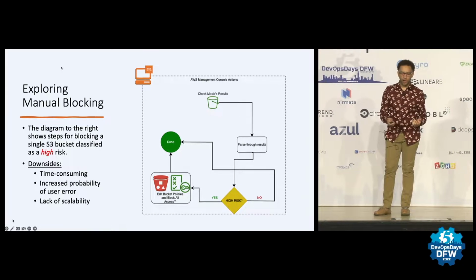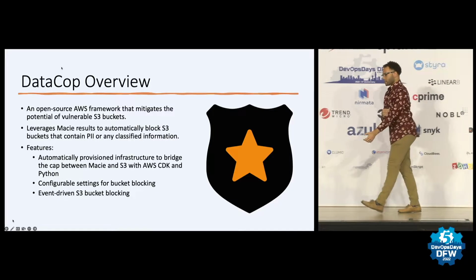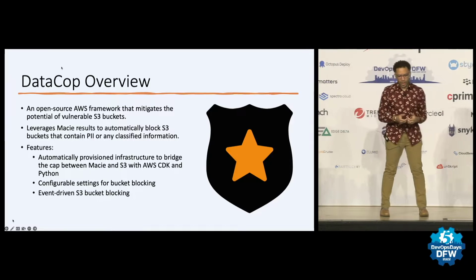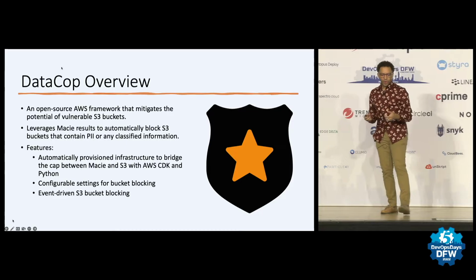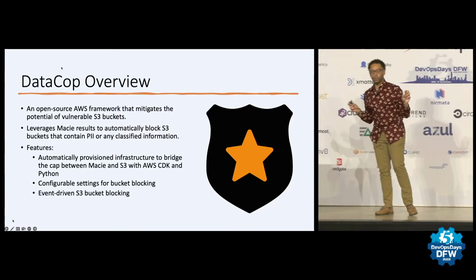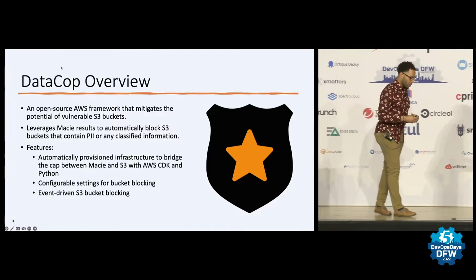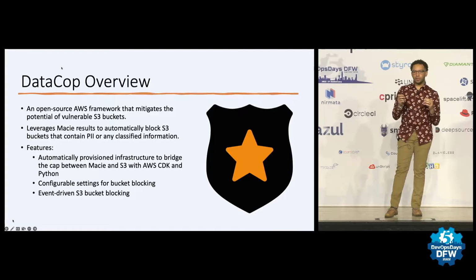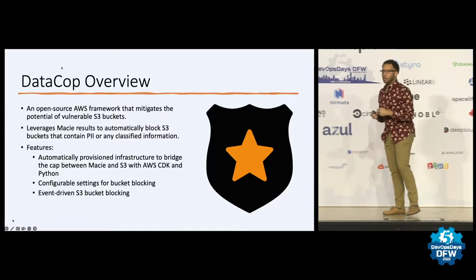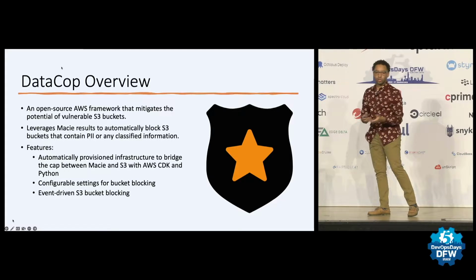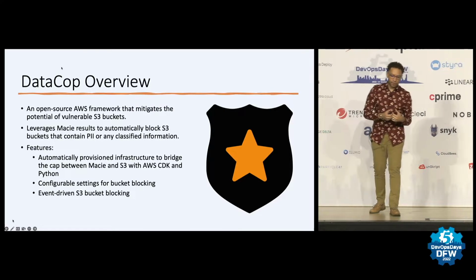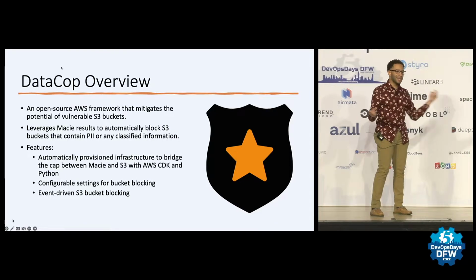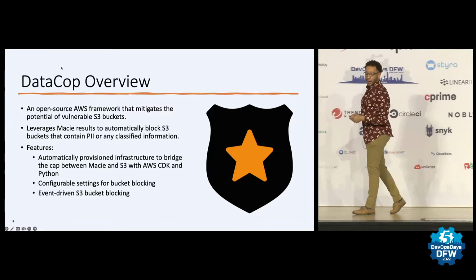So this is where we get into this framework that I developed called DataCop. DataCop in itself is open source. I open sourced it, but essentially it sits on top of AWS. And it's a framework that mitigates the potential of those risky or vulnerable S3 buckets for the business. What it does is it takes those Macie results, automatically pulls out that S3 bucket and automatically blocks it depending on the classification that the user or company has provided for us. So some of the features is that it automatically provisions the infrastructure to bridge the gap between Macie and S3 with AWS CDK and Python.